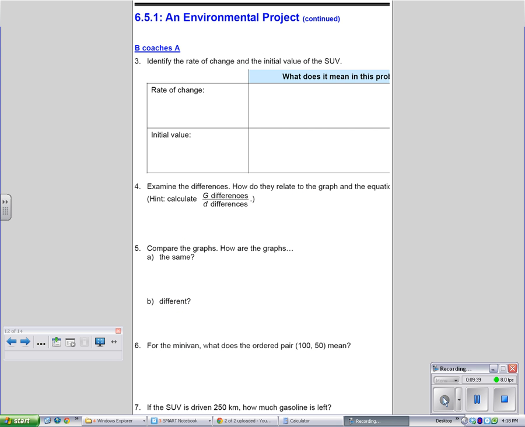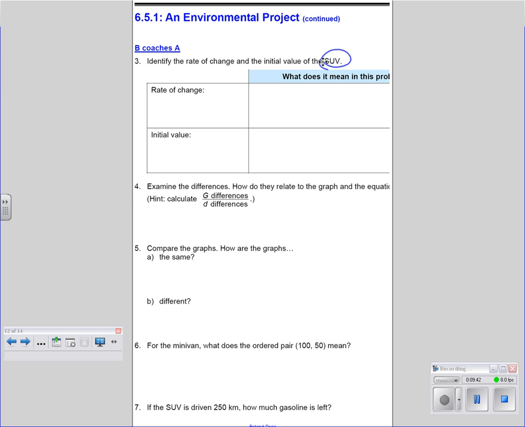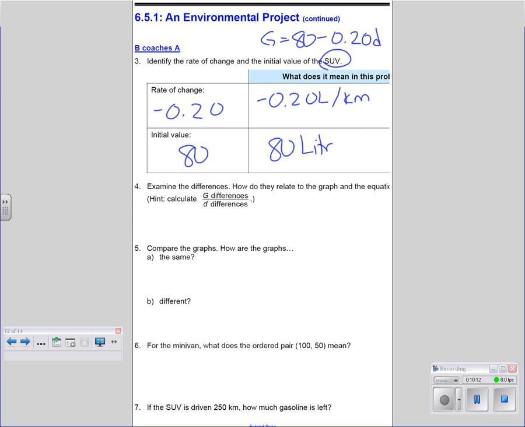Okay, on the next page then, I have to identify for the SUV what the rate of change is. So the equation for the SUV was G equals 80 minus 0.20D. So the rate of change is 0.20, and that's going to tell me that it's negative, goes down 0.2 liters per kilometer driven. The initial value was 80, and that tells me that I had 80 liters of gas to start.